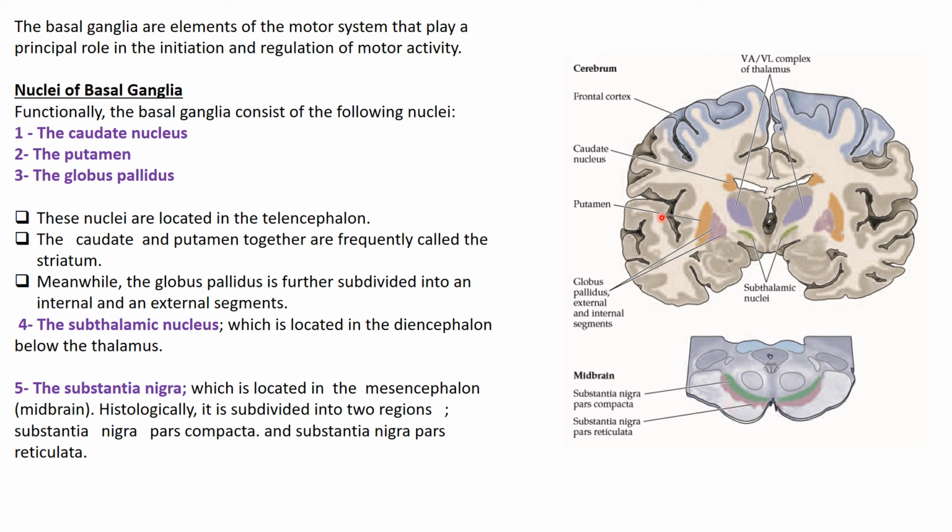So we have five nuclei forming the basal ganglia: caudate, putamen, globus pallidus. The globus pallidus is formed of external and internal segments. These nuclei are present in the telencephalon. In the diencephalon we have the subthalamic nucleus, and in the mesencephalon we have the substantia nigra. These are the five nuclei of the basal ganglia which play an important role in the initiation and regulation of motor activity.